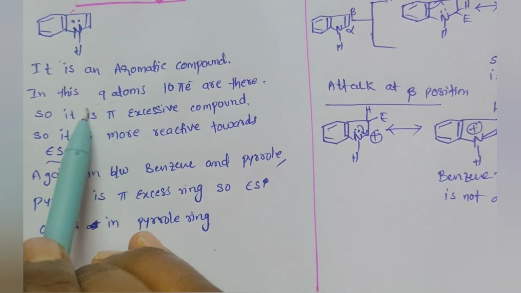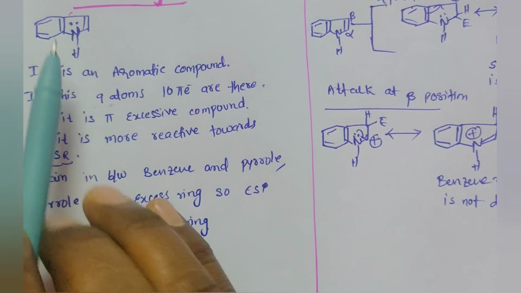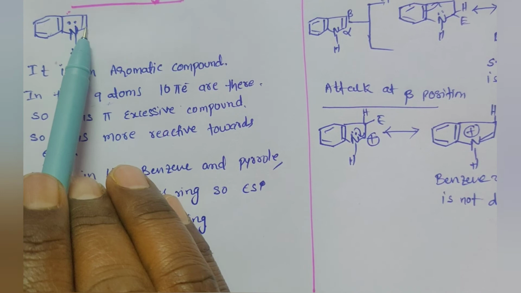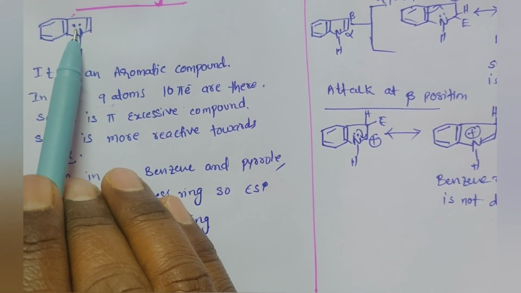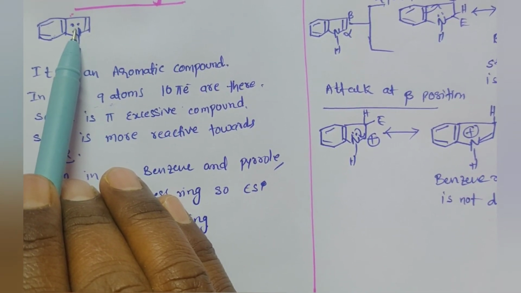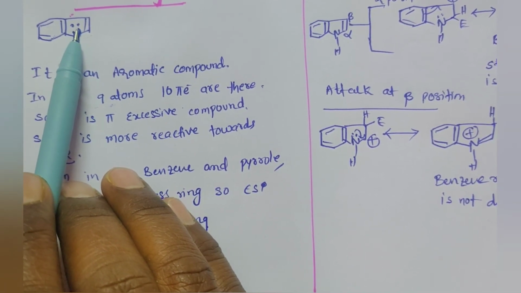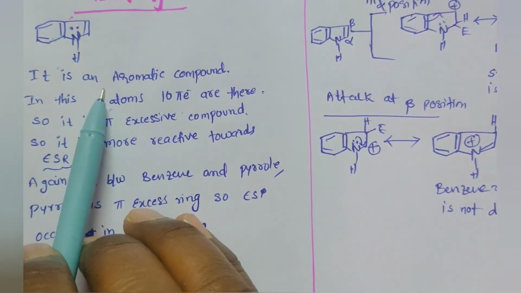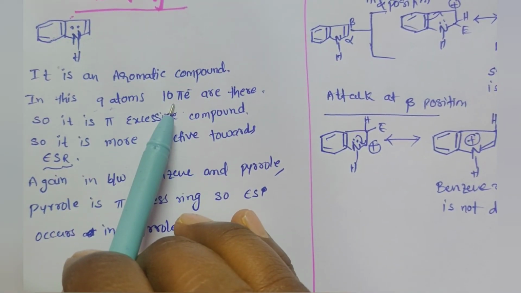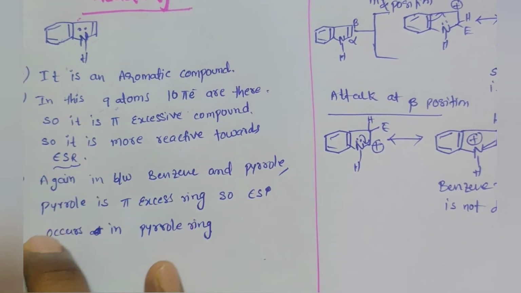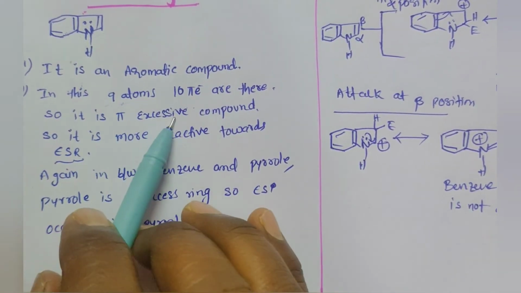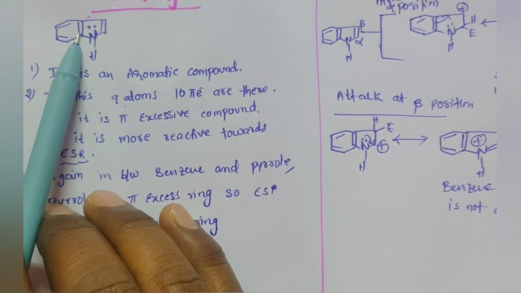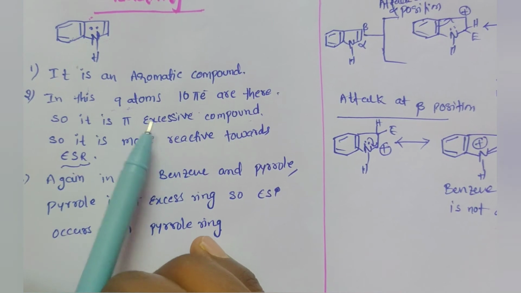That means in indole we have 9 atoms, but here we have 10 pi electrons. Look here, 1, 2, 3, 4, and 1 electron pair is there, so this also is involved in the aromatization. That's why we take it as 10 electrons. So in indole we have 9 atoms in the ring and 10 electrons in the ring. So we can consider it as a pi-excessive compound, whereas the simple benzene ring is a pi-sufficient compound. Indole is a pi-excessive compound.